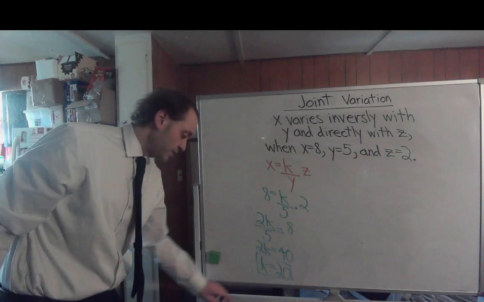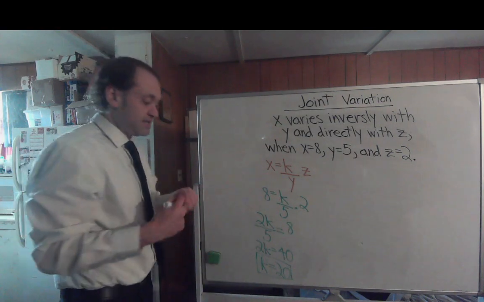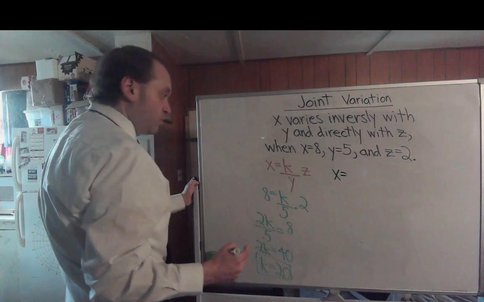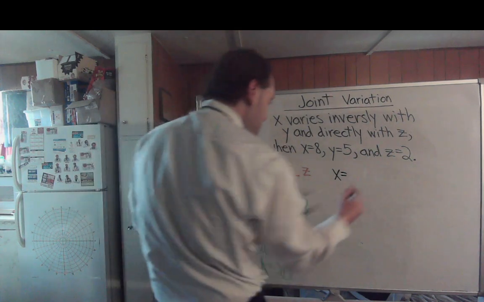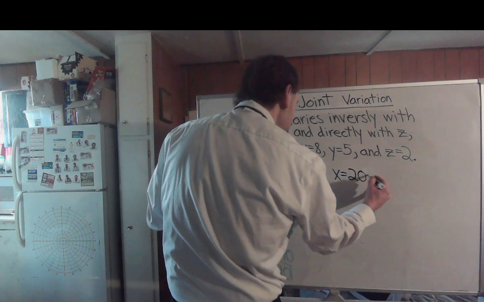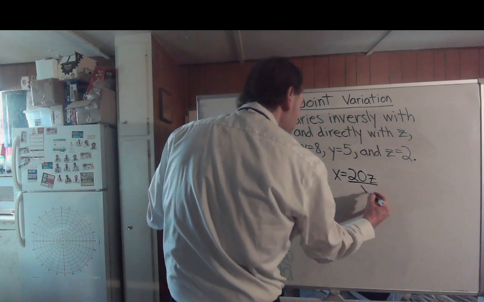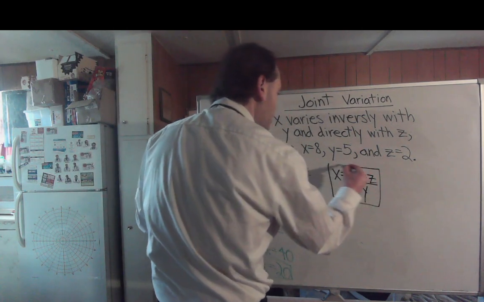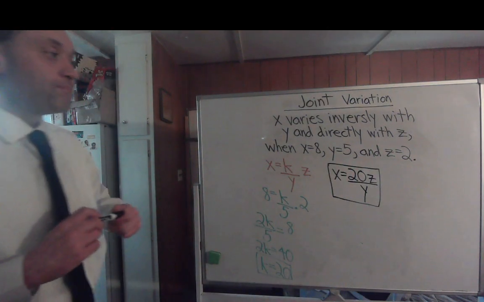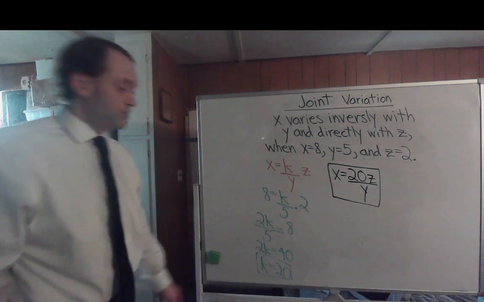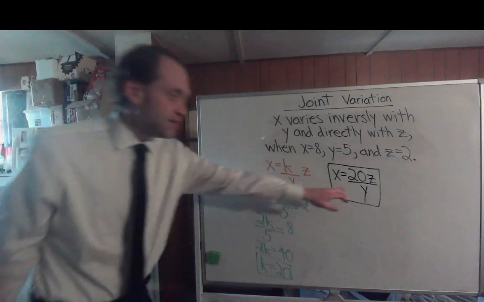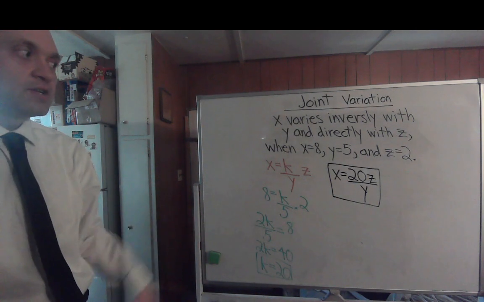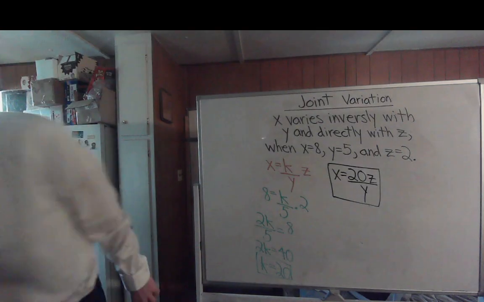Now let's write the new equation with that constant of variation. That means that x would equal 20z over y. That would be the best way to write this. X would equal 20z over y with your constant of variation, because 20 divided by y times z, of course, is 20z divided by y. So that's how that works.